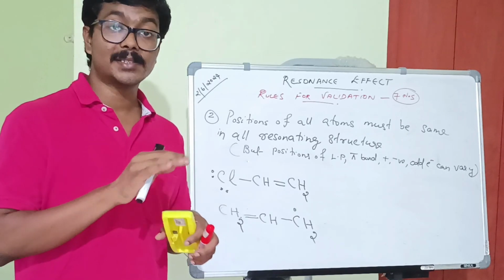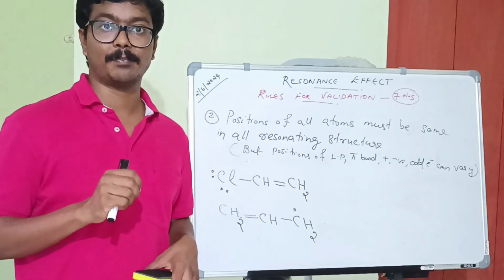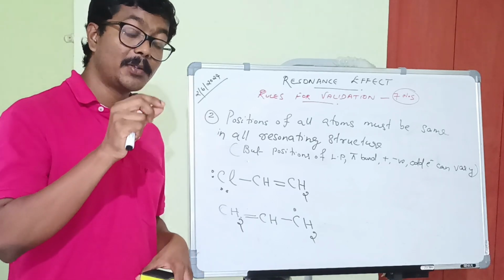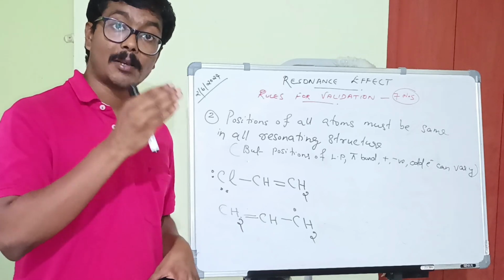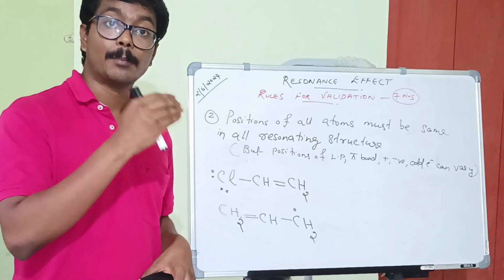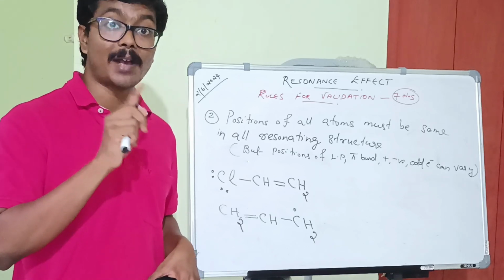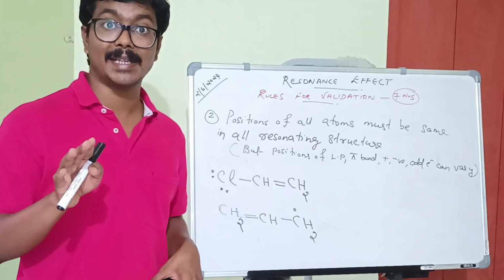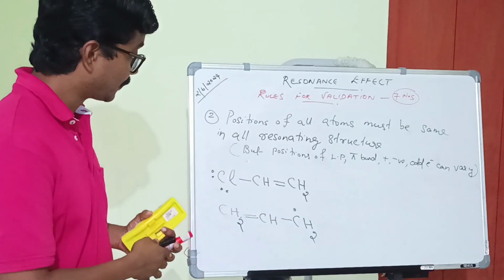In resonating structures, canonical structures, all atoms must be in the same position, provided the position of lone pair, pi bond or pi electrons, odd electrons, free radical, positive charge, negative charge can vary. But the position of atoms must not vary in any of the resonating structures. Let us consider an example.